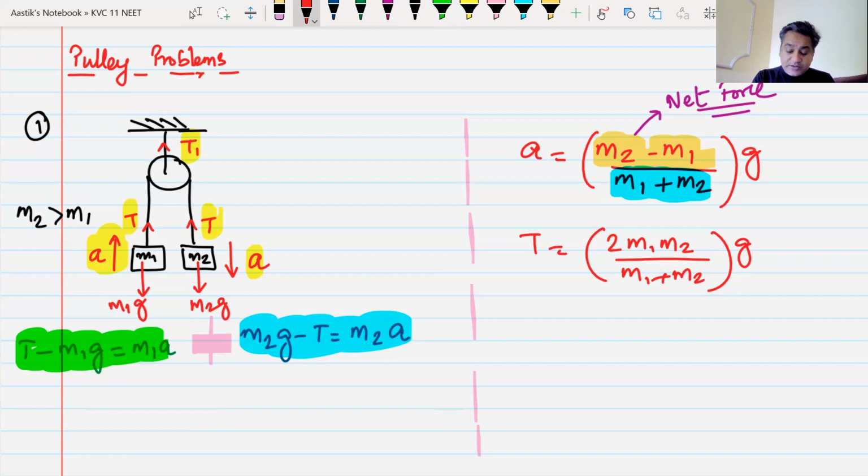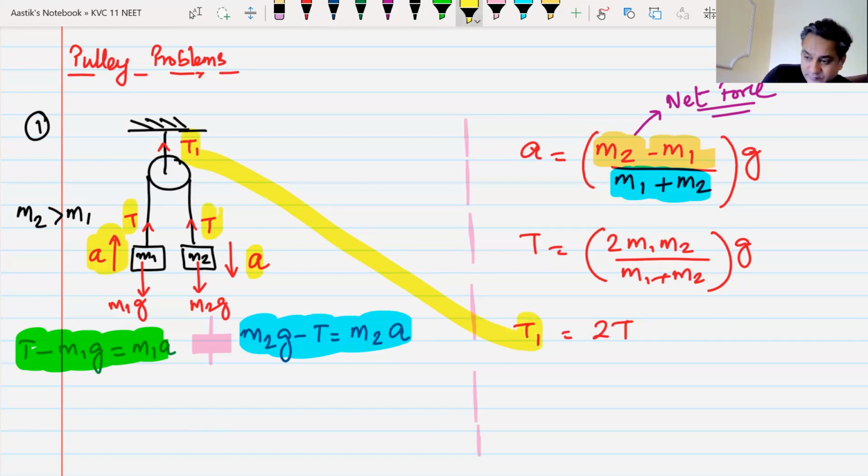To find out the value of T1, which is the tension in the string by which the pulley is hanging, this T1 is 2 times T. So you multiply this by 2, you will get the value of this T1. The only thing you have to do, bacha, is to write the two equations. You now know how to write the two equations. I hope you would be able to do this.